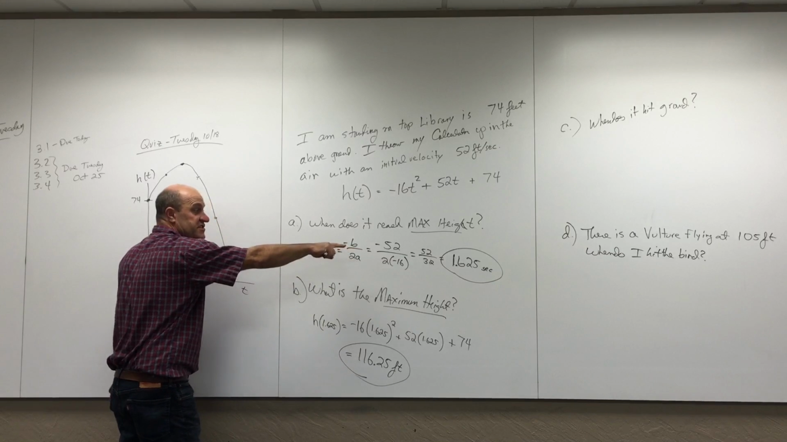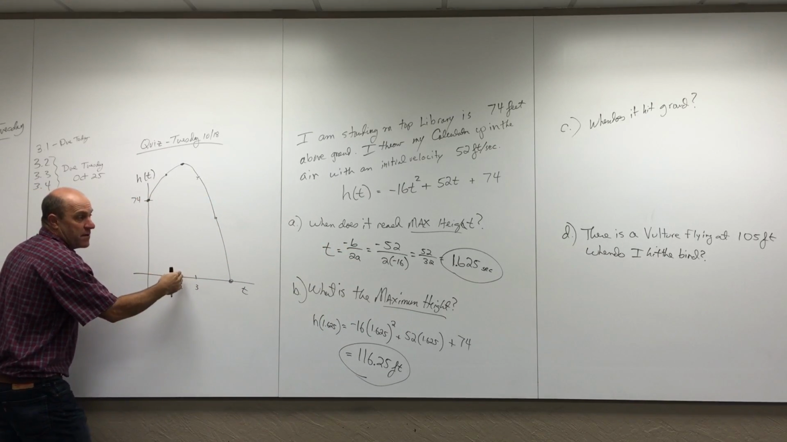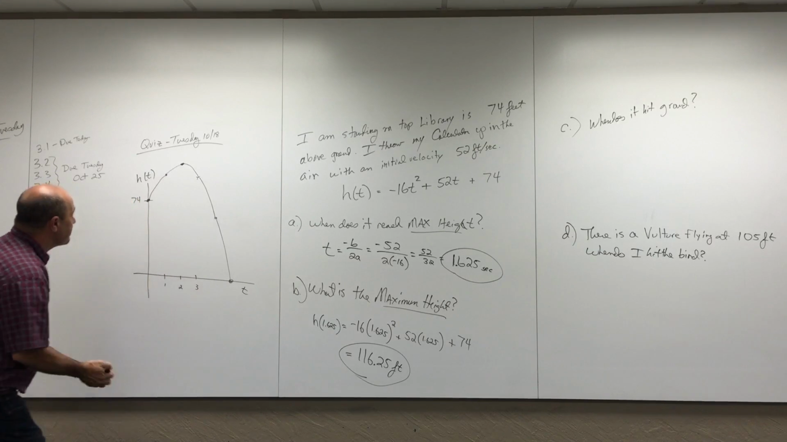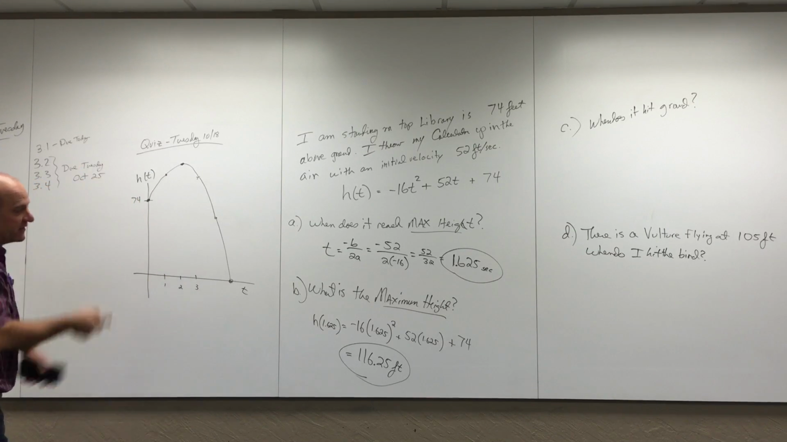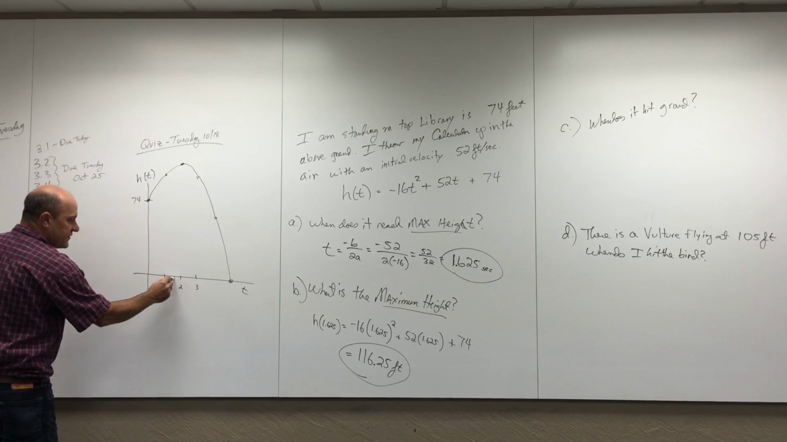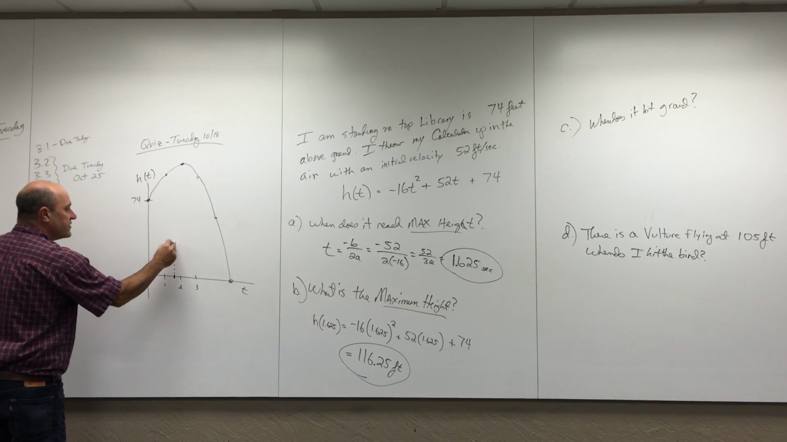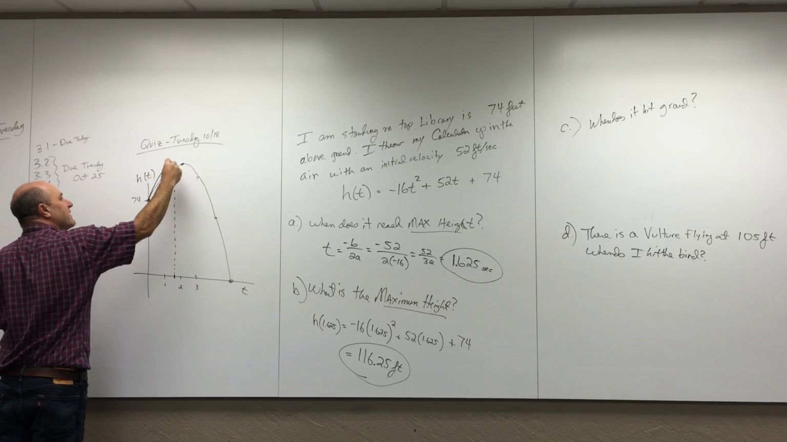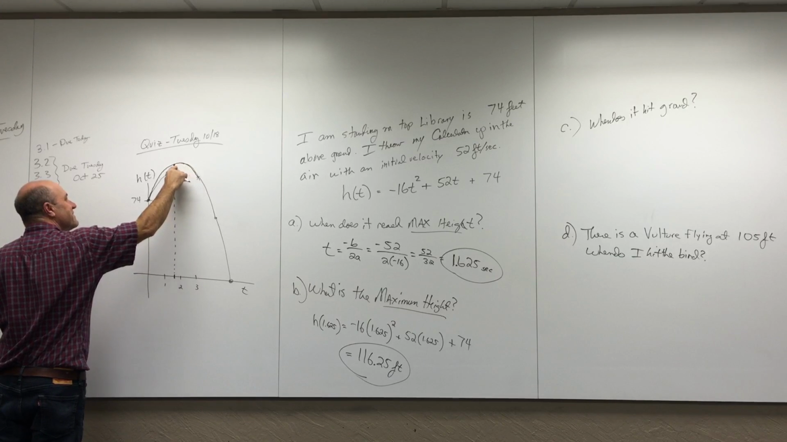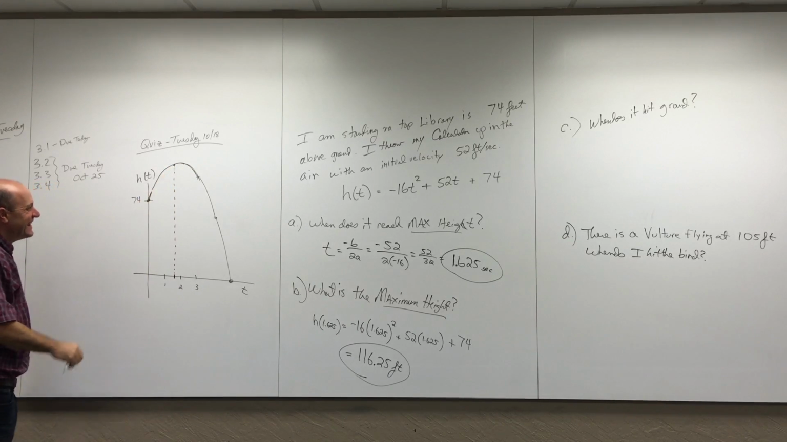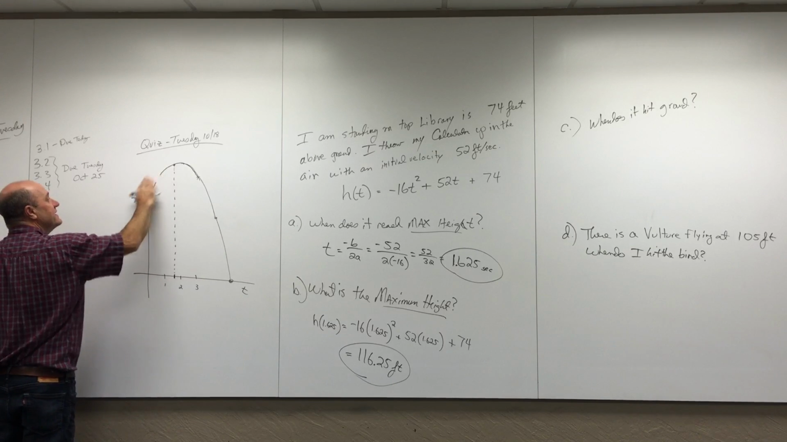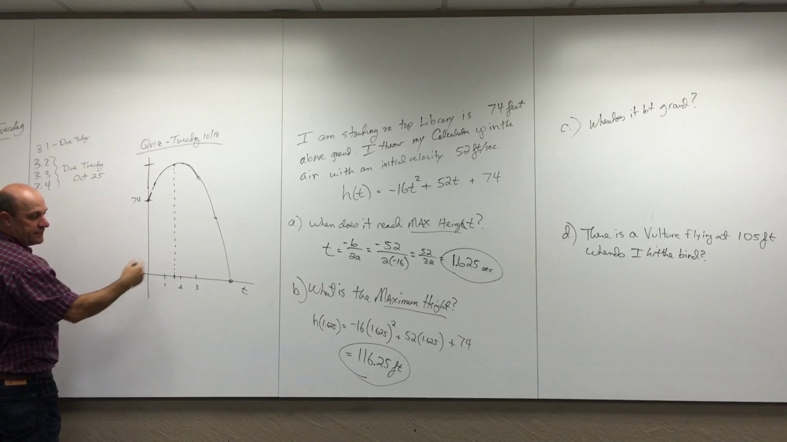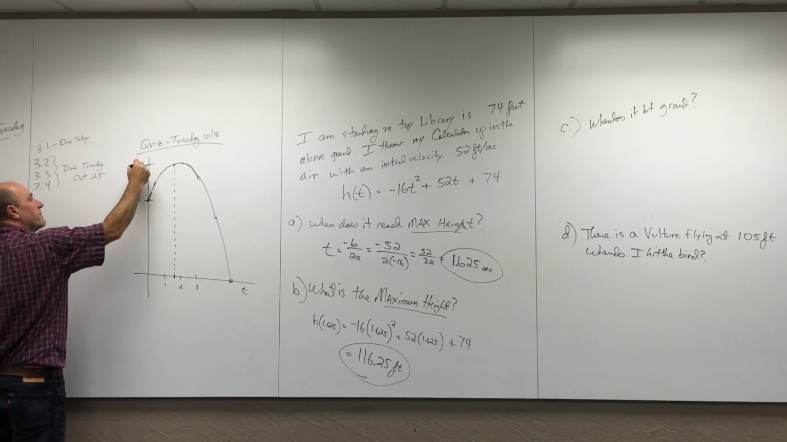That was seconds. That was the time it took to get to maximum height. This was the actual maximum height. And if I go back to my picture, it's not the best picture, I roughly drew it. At 1.625 is where we should achieve maximum height. I think I'll just adjust my picture here a little bit. You guys okay with that? And what is that maximum height? 116.25. Cool.